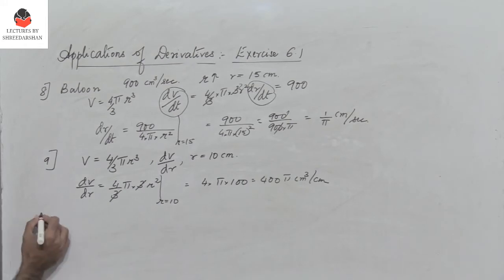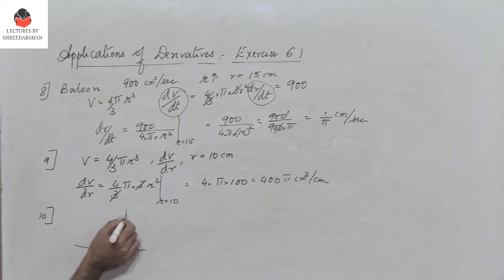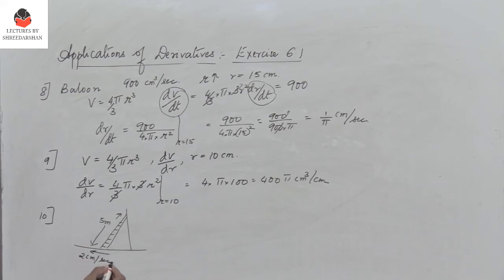Next, problem 10 is a very interesting problem. It states that a ladder 5 meters long is leaning against a wall. So this is a wall and this is the ground, and here we have a ladder, and the length of the ladder is 5 meters. The bottom of the ladder is pulled along the ground away from the wall at the rate of 2 centimeter per second. So we are actually pulling the ladder away from the wall, from the bottom of the ladder, and the rate at which we are pulling it is 2 centimeter per second.